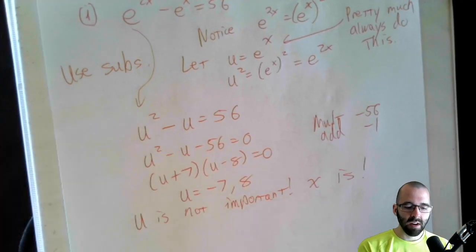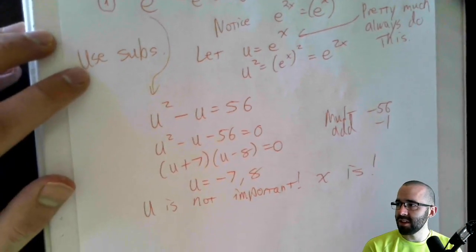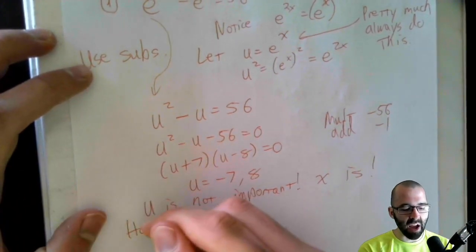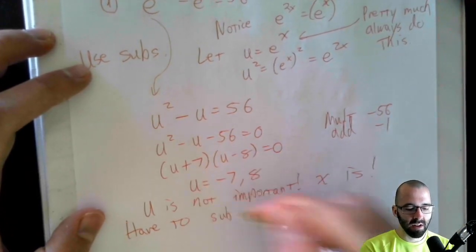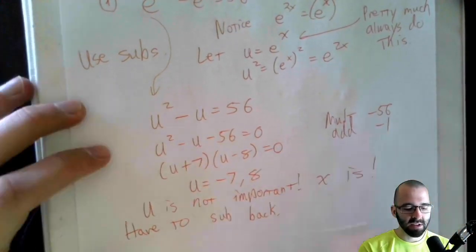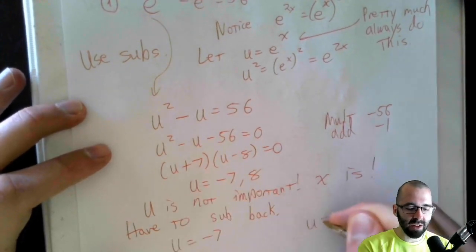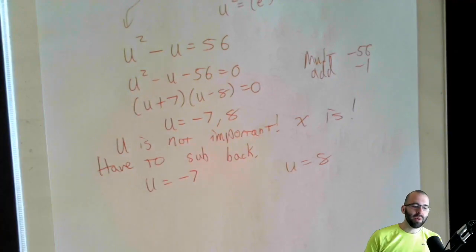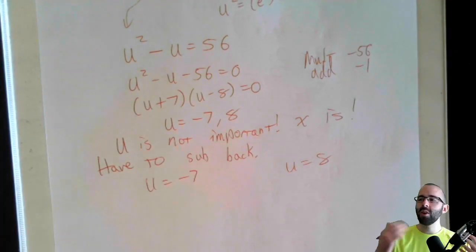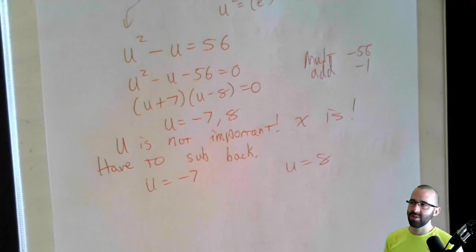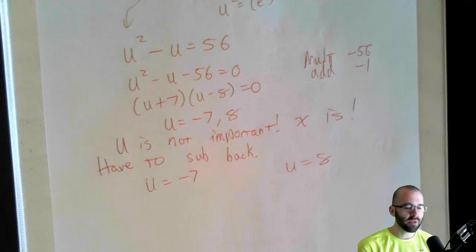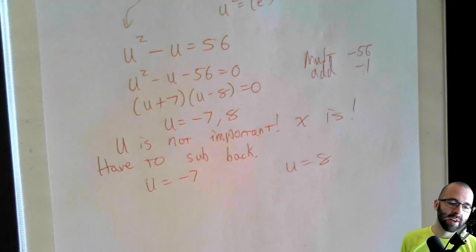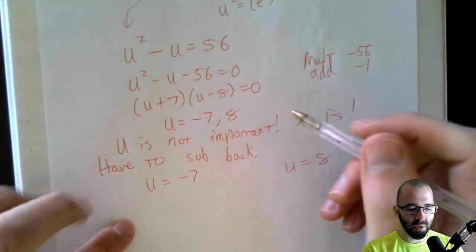So we need to solve for x. Anytime you use substitution, you have to substitute back. All right? So we know that u is negative 7, and we know that u is 8. But again, we don't care about u. We care about x. So we've got to go backwards now. We have to undo the substitution. Substitution was useful in getting to our answer, but now we have to get that good answer.